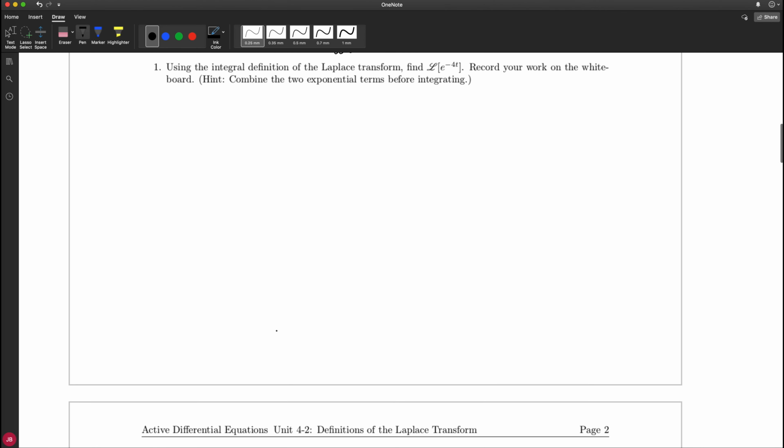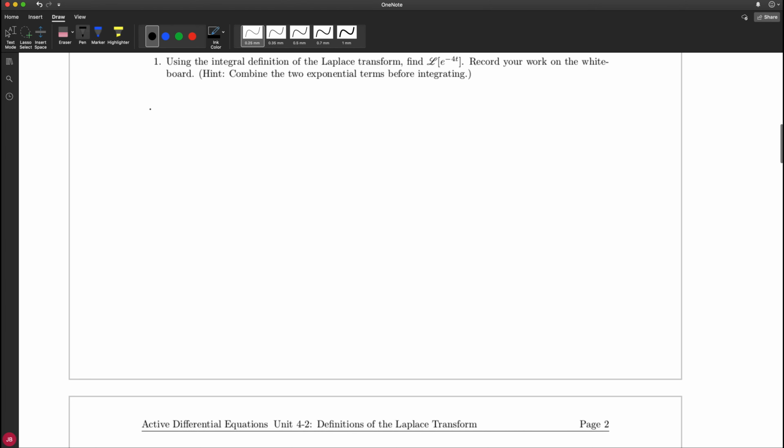Let's do this one together. So let's compute the Laplace transform of e to the minus 4t. So here we go. We get the Laplace transform of e to the minus 4t. Well, by definition, that is the integral from 0 to infinity of e to the minus st times e to the minus 4t dt.